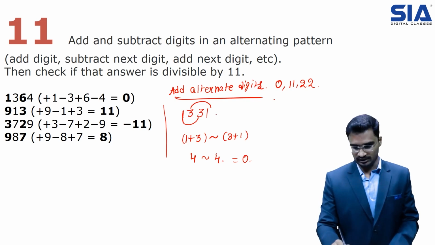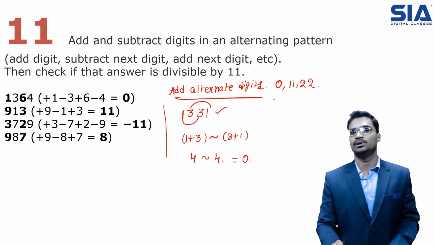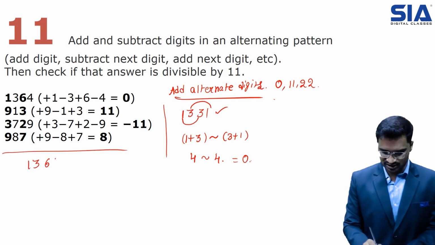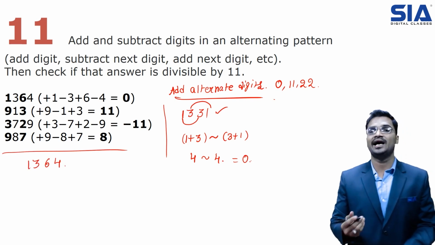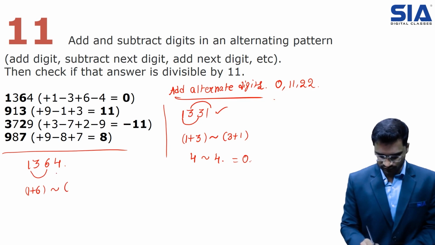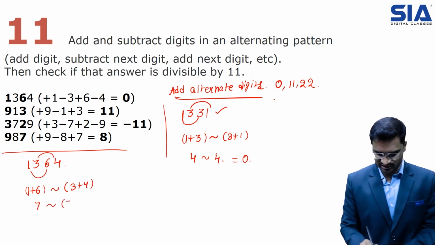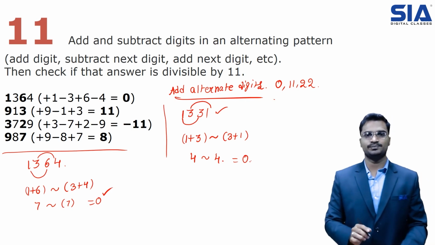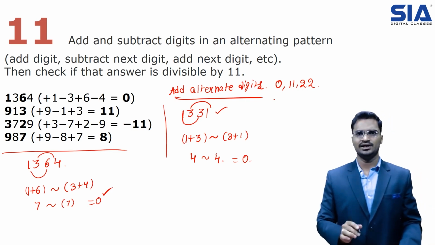Then this particular number, which is 1331, is divisible by 11. In the same way, let us check 1364. What we have to do is add these alternate digits: 1 plus 6, difference of alternate digits 3 plus 4. 1 plus 6 is 7, 3 plus 4 is 7. 7 minus 7 is 0. We are getting a value of 0. So this particular number is divisible by 11.